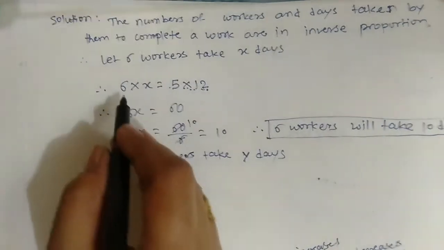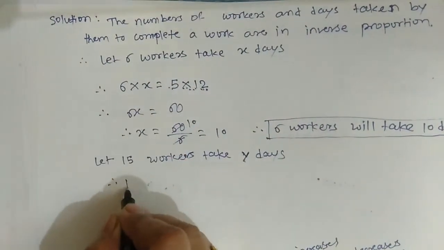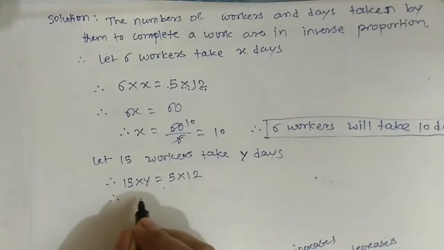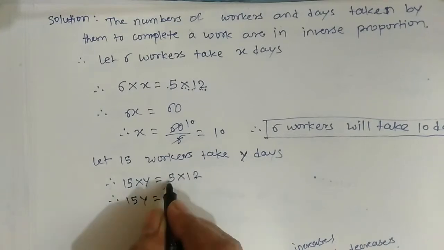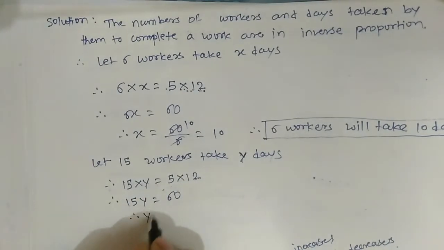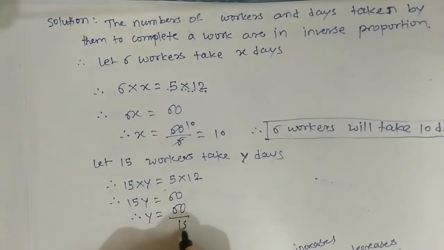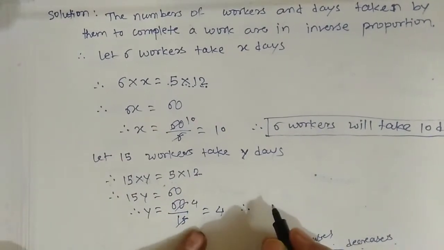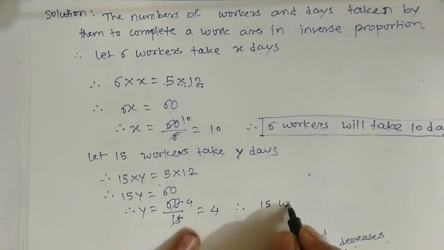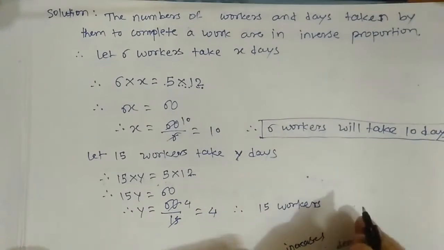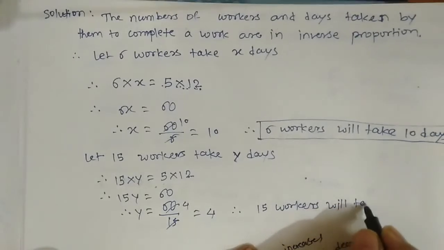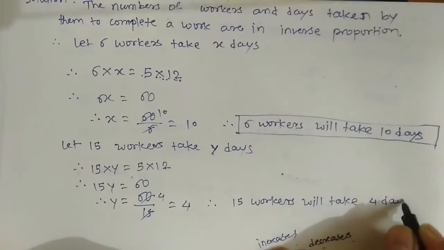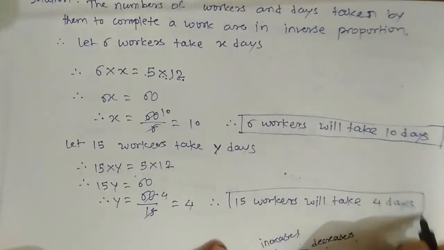Therefore, we know that the product of both quantities is constant. So, 15 multiplied by y is equal to 5 multiplied by 12. Therefore, 15y is equal to 60. Therefore, y is equal to 60 divided by 15. It is 4. Therefore, 15 workers will take 4 days. Very simple.